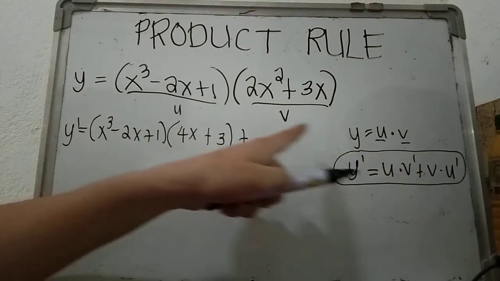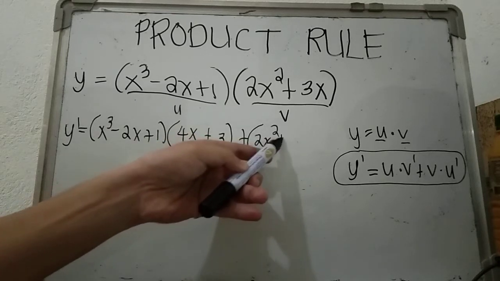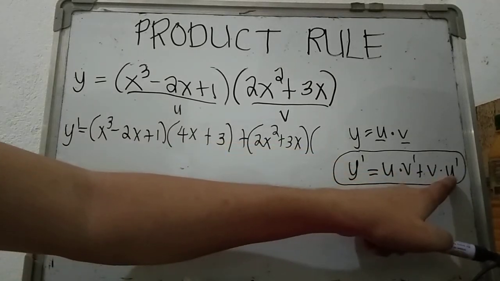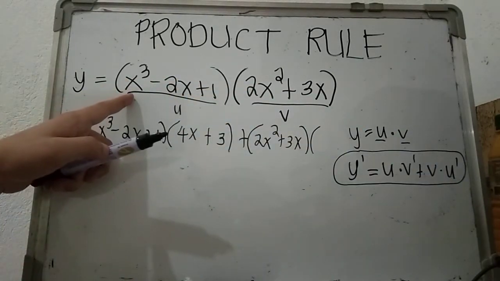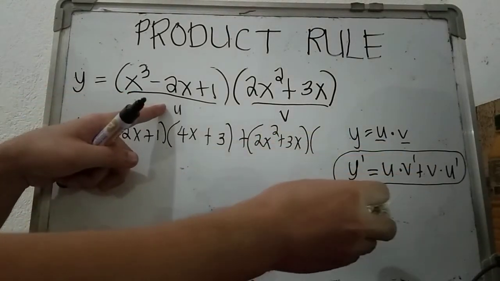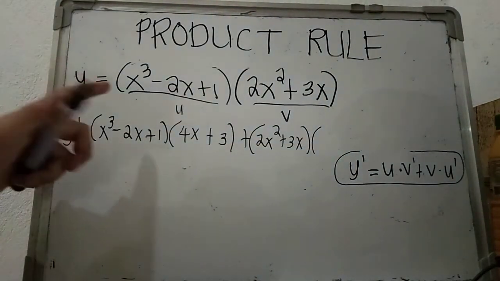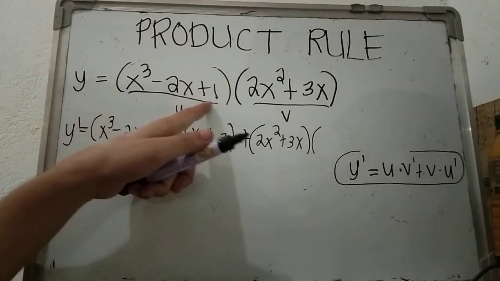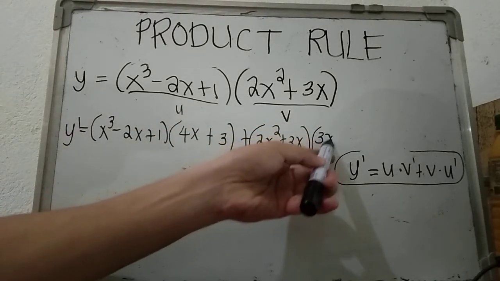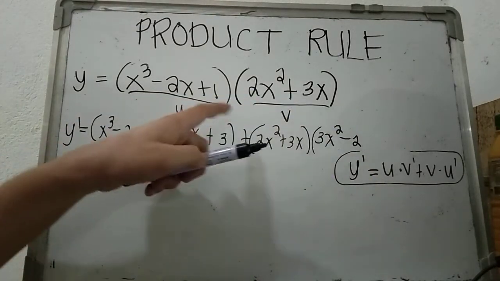Plus, copy the v. What is your v? Given by 2x squared plus 3x. Times, we copy the derivative of u, the u prime. What is the derivative of u? Our u is x cubed minus 2x plus 1. All we have to do is get the derivative of every term, because this is the sum and difference rule. So what is the derivative of x cubed? That would be 3x squared. What is the derivative of negative 2x? That's negative 2.